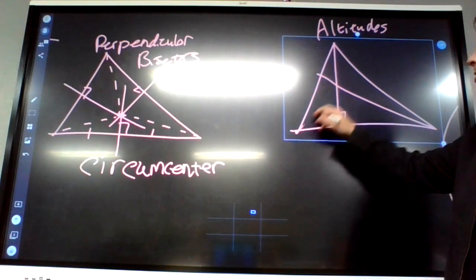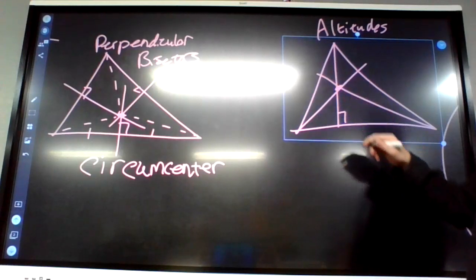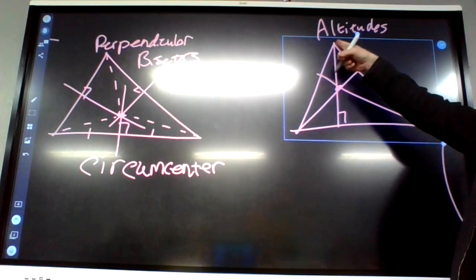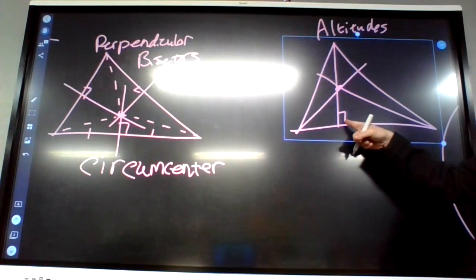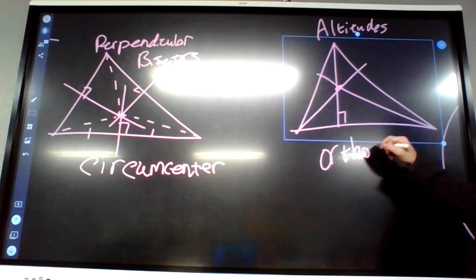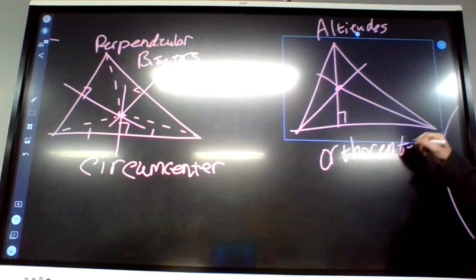And where do all altitudes meet? It's not cutting it in half, no. It's used to measure the height, so you have to drop straight down at a 90-degree angle. Yeah, it's called the orthocenter. There was nothing special about the orthocenter.